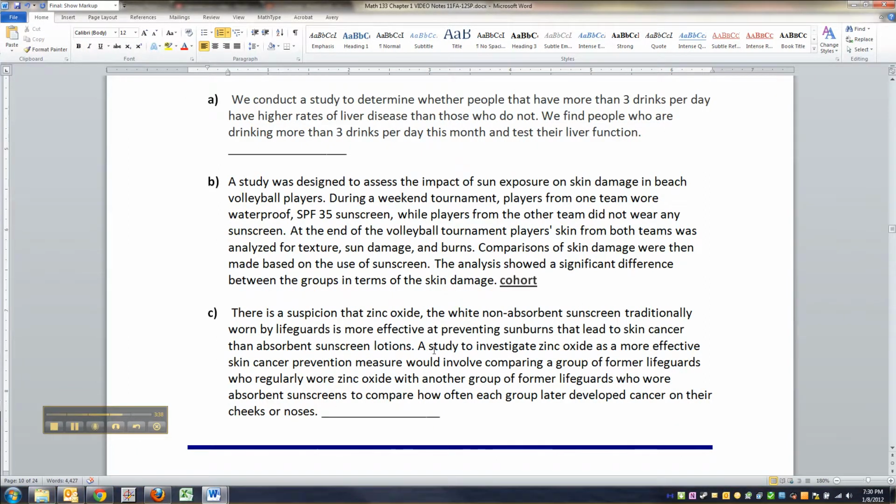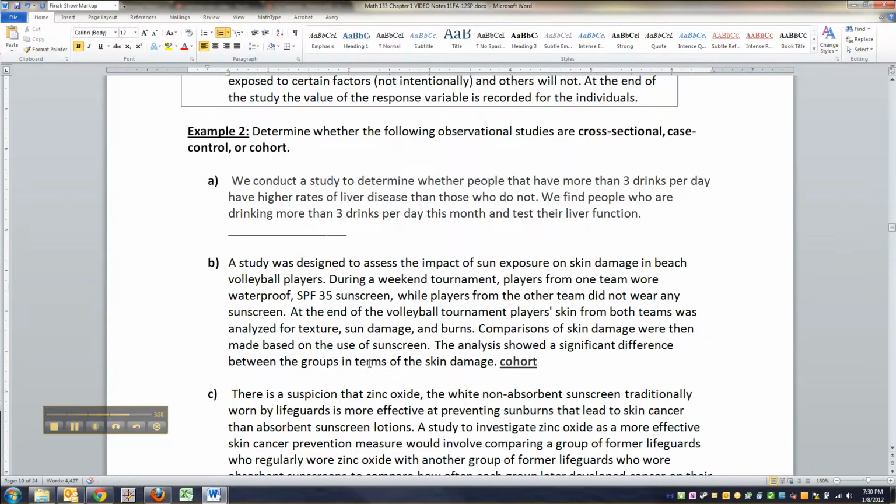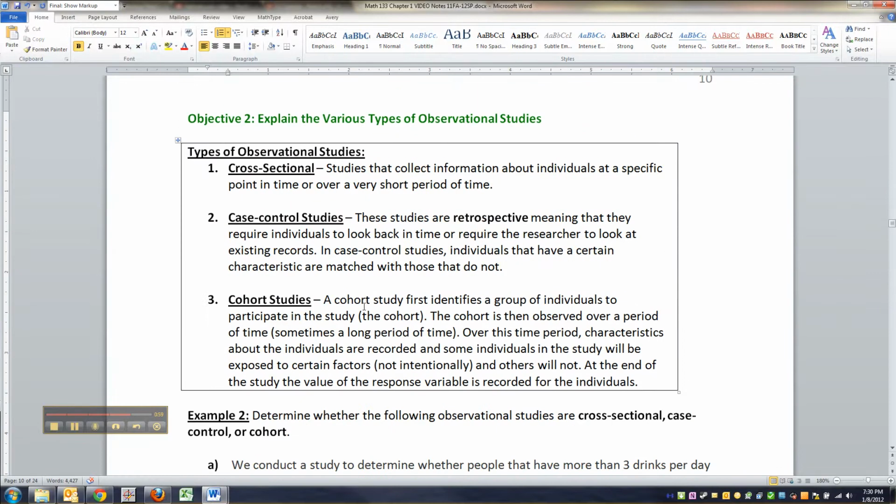Okay, so they have a group of former lifeguards who wore zinc oxide with another group of lifeguards who wore absorbent sunscreens. So these are former lifeguards. So this was in the past. So they're saying, hey, you wore zinc oxide, you wore sunscreen, let's compare your skin now. Okay, so that is definitely the case control. Sorry, I couldn't remember the name of it.